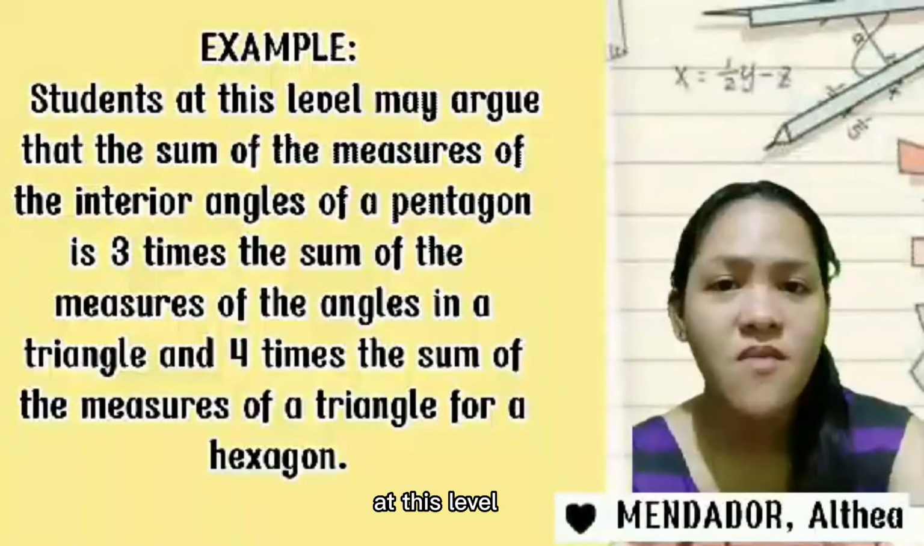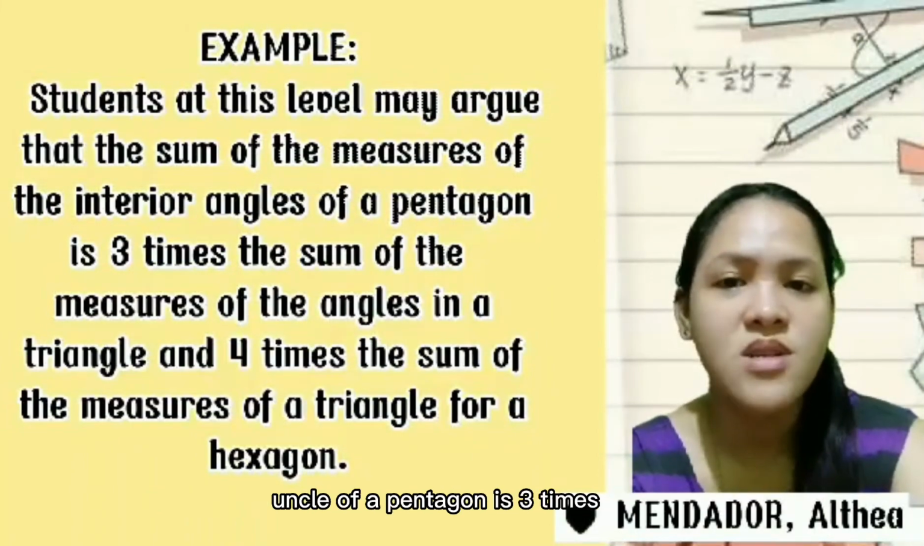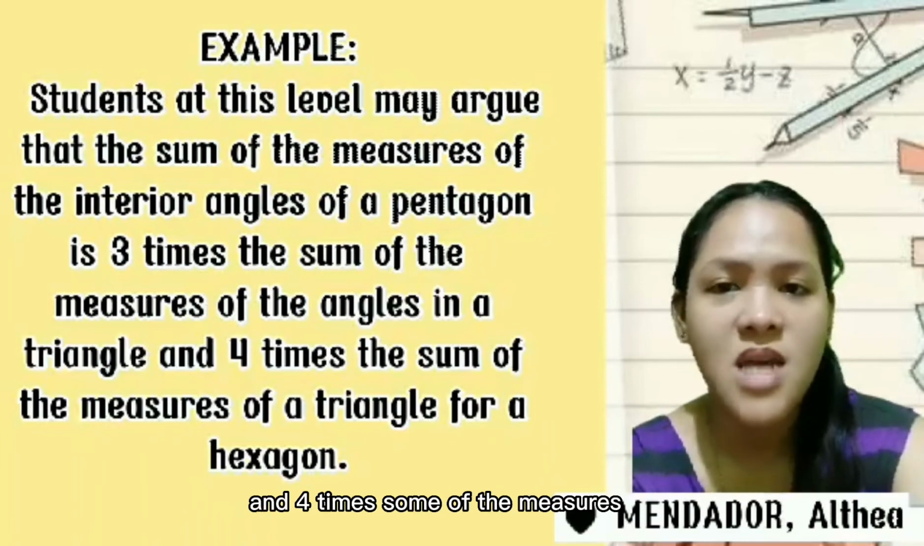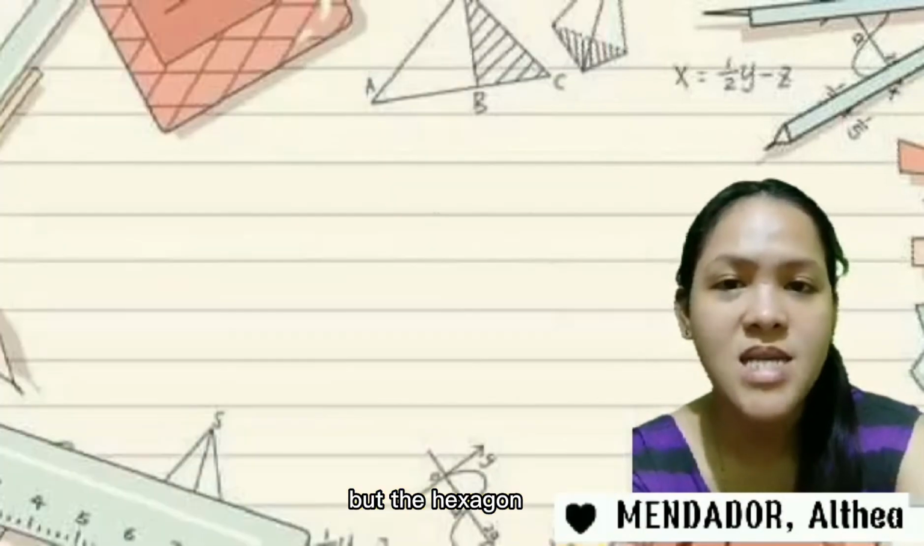Example, a student at this level may argue that the sum of the measures of the interior angles of a pentagon is 3 times the sum of the measures of the angles in a triangle, and that of a hexagon is 4 times the sum of the measures of a triangle.